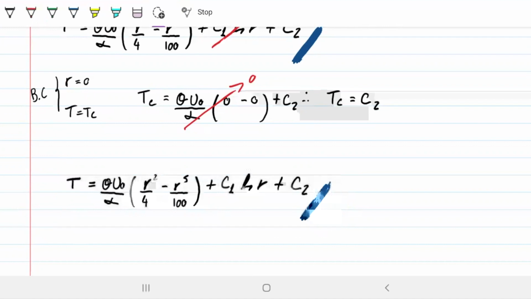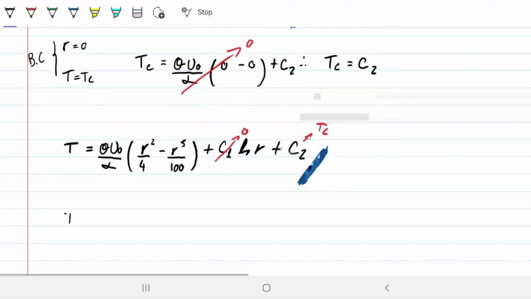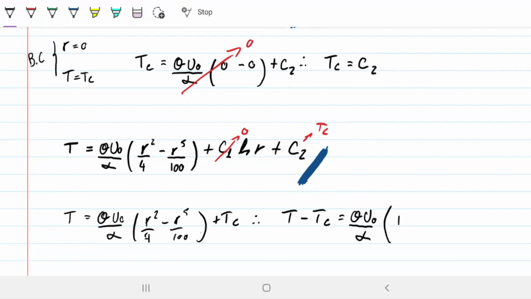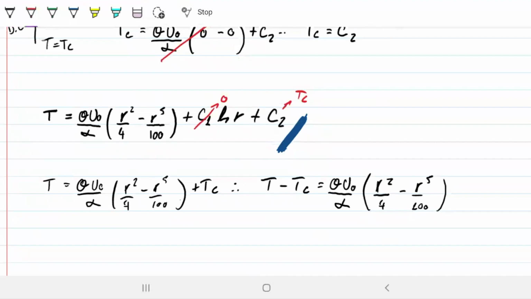Okay, so now if we apply our new knowledge to the general form of the equation, we found out that this guy is 0, and therefore this whole term goes to 0, and that this guy here is Tc. So that means that T equals theta U naught diffusivity times R squared over 4 minus R to the 5 over 100, plus Tc, and therefore T minus Tc equals theta U naught diffusivity times R squared over 4 minus R to the 5 over 100. And this should be exactly the same as the one that we had to start with.